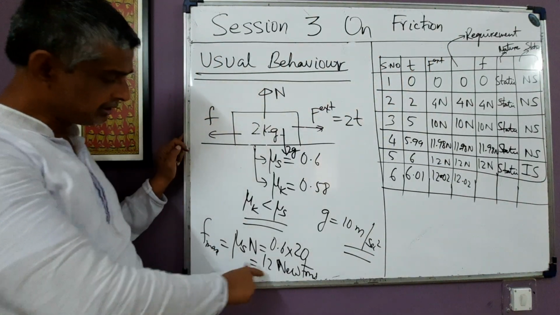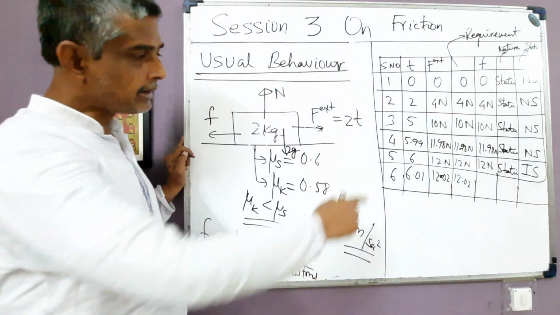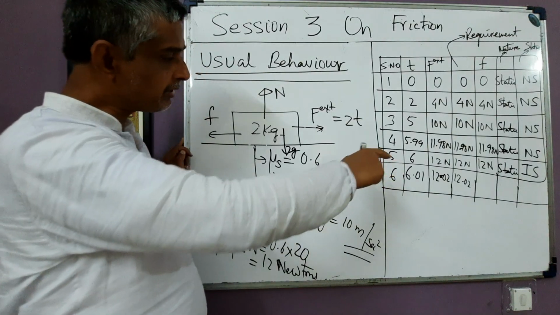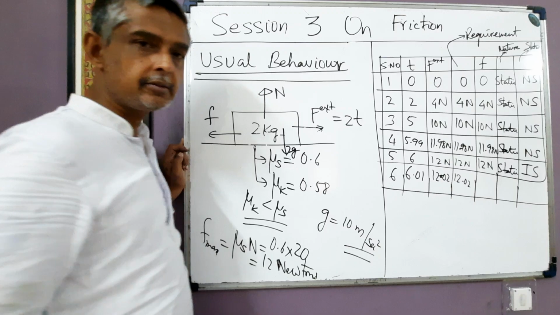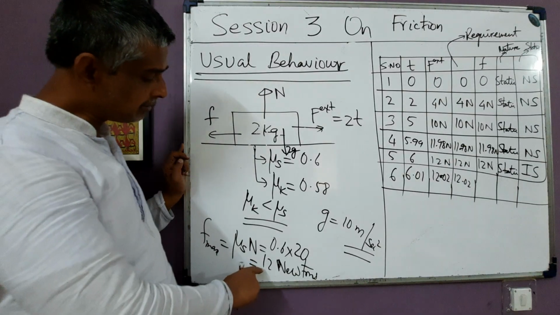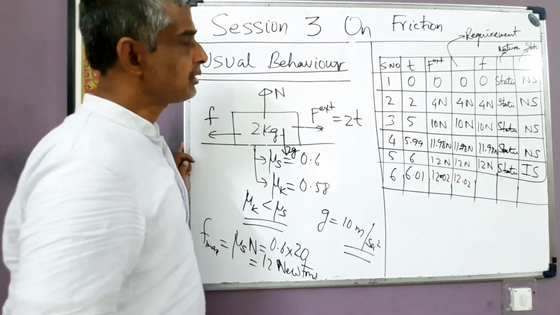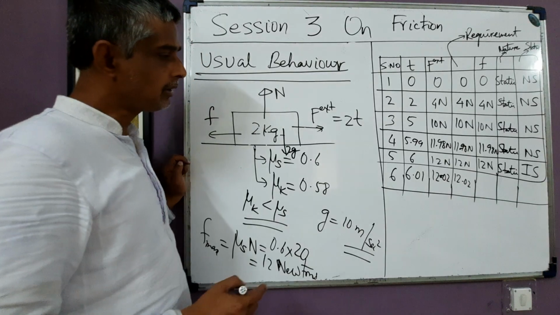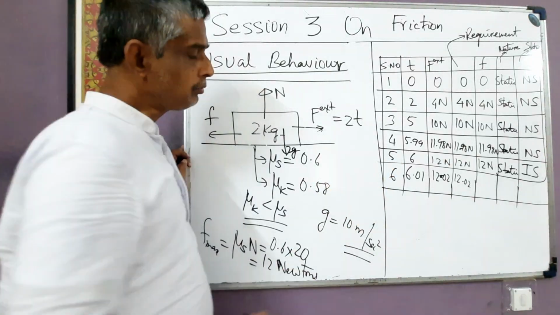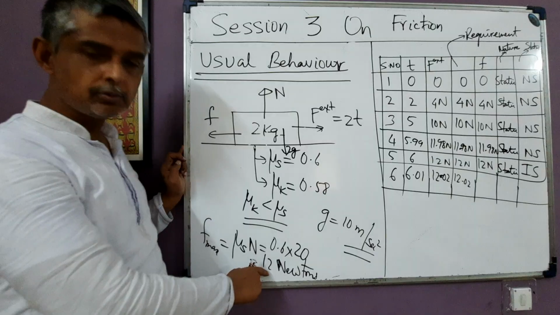But what is the availability? 12 Newton. We require 12.02 Newton of friction to prevent slip at t equal to 6.01 seconds, but the maximum friction available is only 12 Newton. So in this case the requirement cannot be fulfilled. The actual friction needed is 12.02, but the friction available is at most 12.